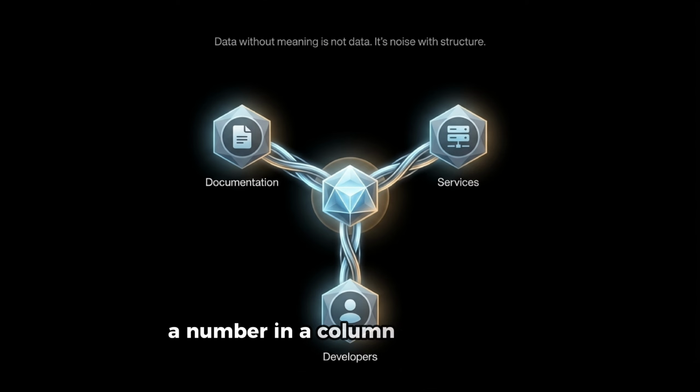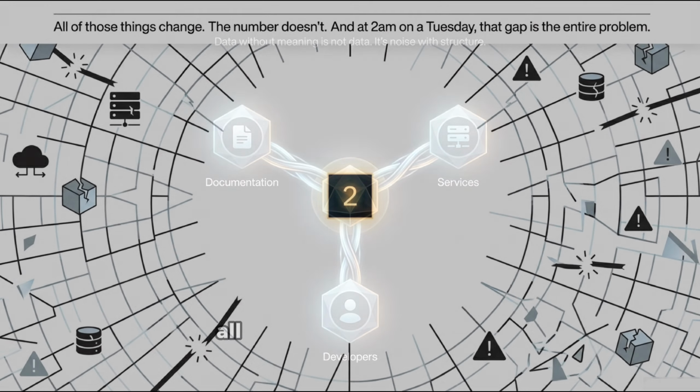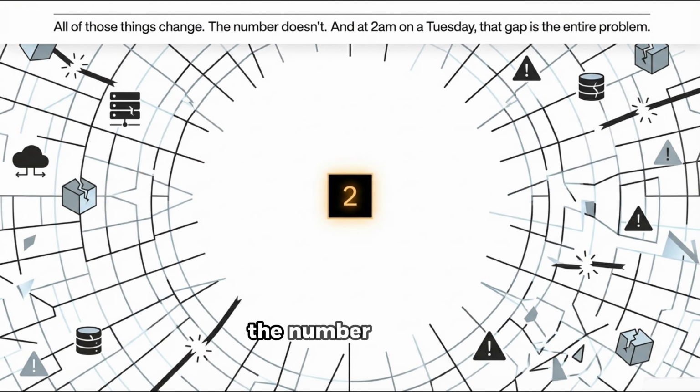A number in a column called status tells you nothing about the state of your system. It tells you what someone decided to store at the moment they wrote the code, in the context they were working in, with the assumptions they held at the time. All of those things change. The number doesn't. And at 2 a.m. on a Tuesday, that gap is the entire problem.